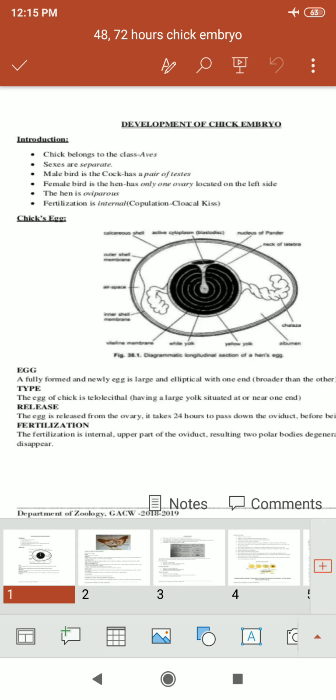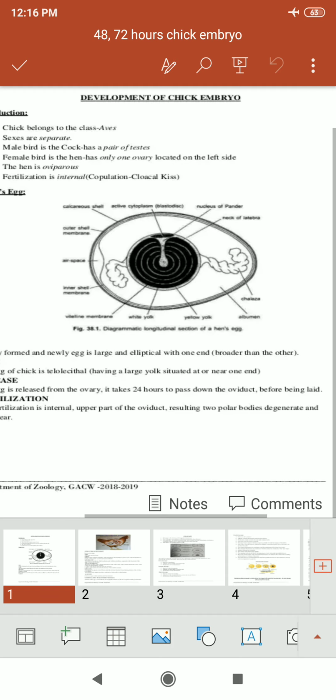Basically this yolk, the eggs, you can observe in the development of the chick embryo. See, one side is the anterior and the other is the posterior side of this chick embryo, and they have an egg. The fully formed, newly laid egg is large and elliptical with one end broader than the other.